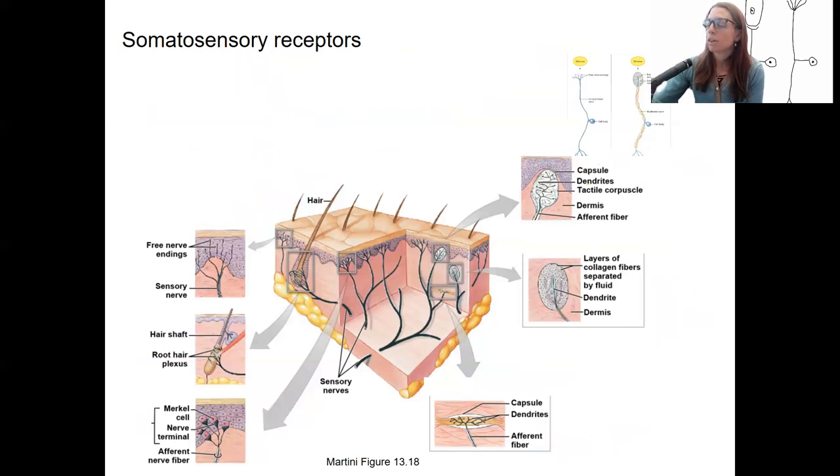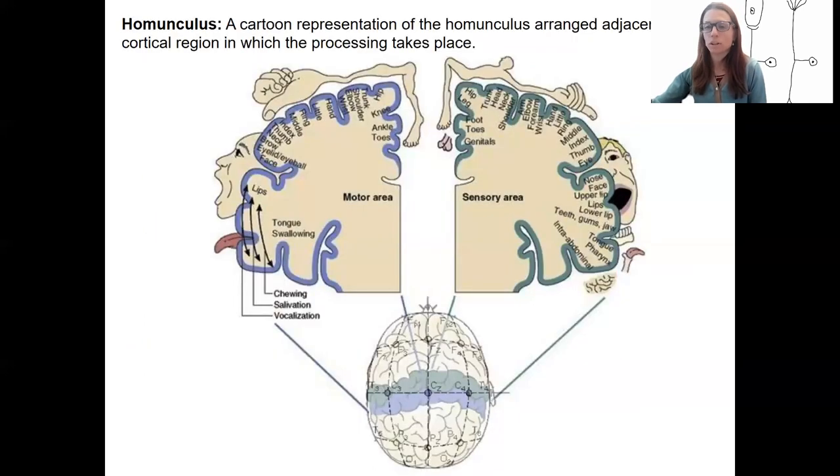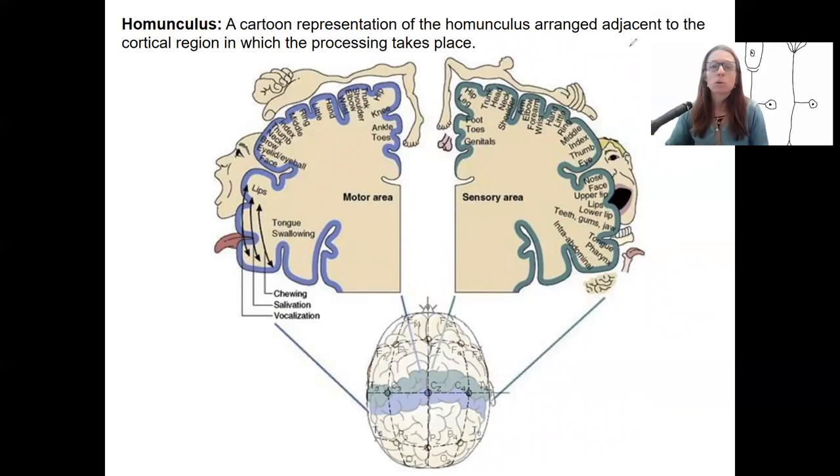Okay, one more thing about somatosensory receptors. I want to talk about receptive fields. So this is related to the idea I've shown you, related to the sensory homunculus. So actually, let me show you that first, since I have shown you that before. This is the idea that the amount of cortex devoted to certain body regions, both in terms of sense and motor, corresponds to the amount of precision we have, either in terms of detecting or controlling that region. We're talking about sensory right now, so let's use that as our example.